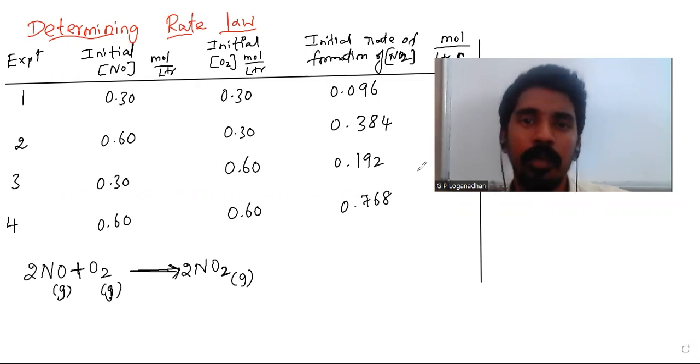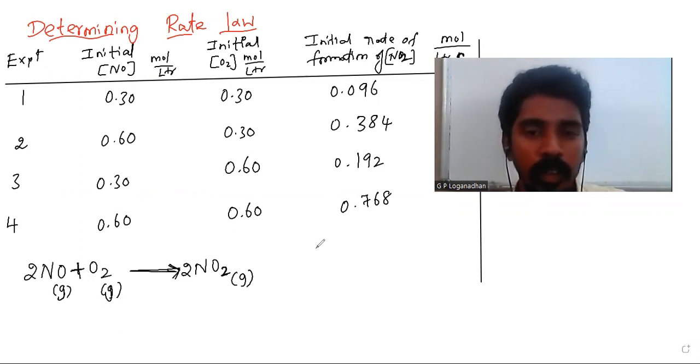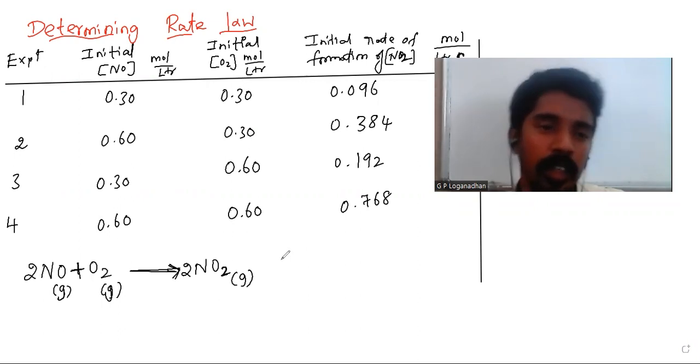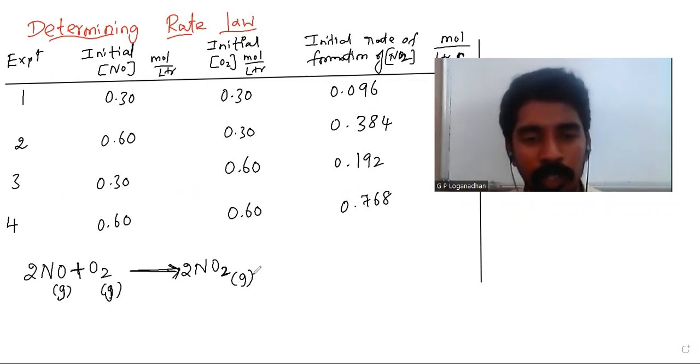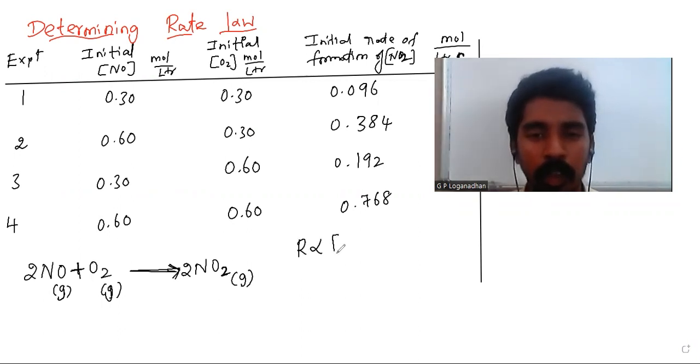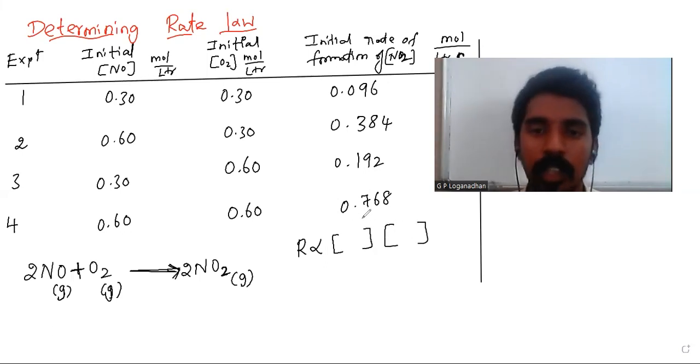Okay, we'll discuss finding or determining the rate law. How to determine the rate law? Let us consider the reaction 2NO plus O2 gives 2NO2. How do we find the rate law for this reaction? R is proportional to the concentration of which substances, and what is the power?